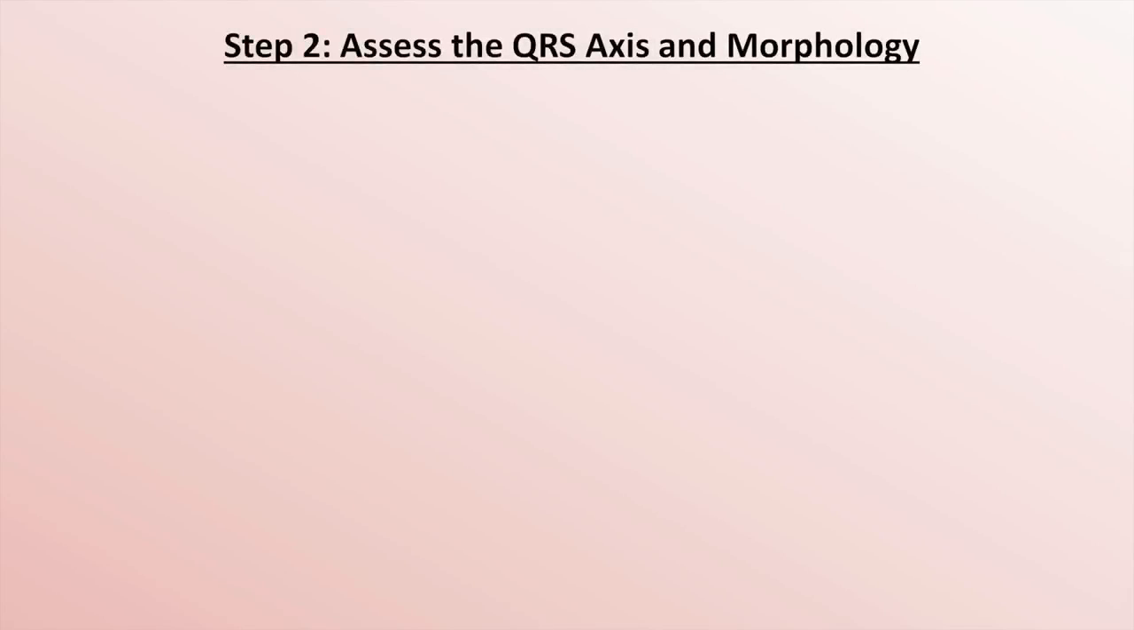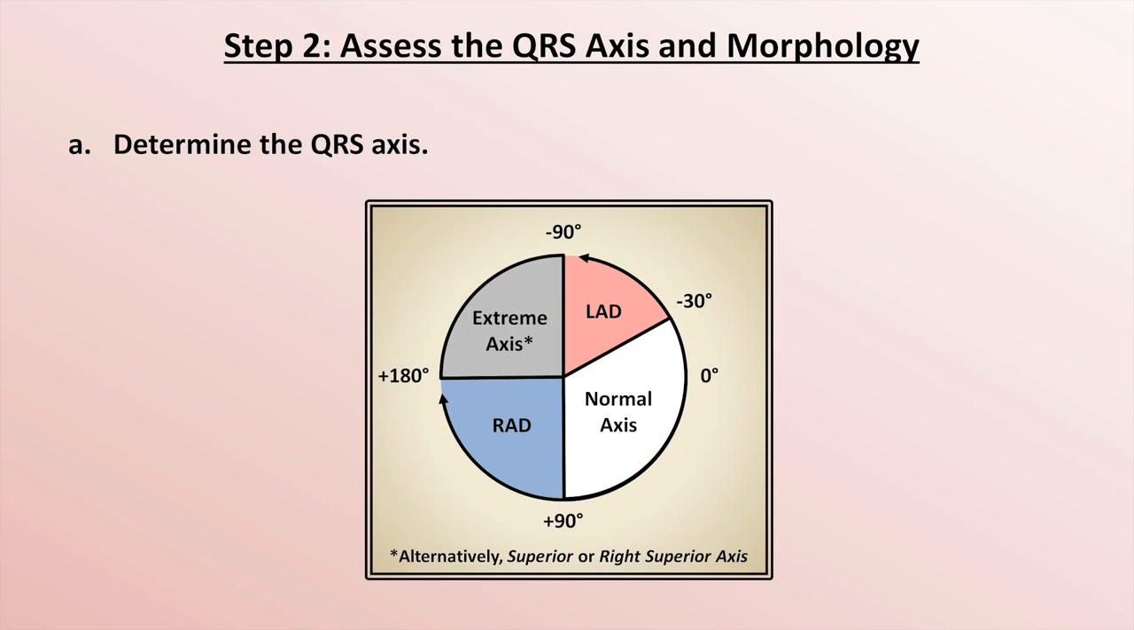Let's move on to step 2, assess the QRS axis and morphology. So first here is the axis. A normal QRS axis for an adult is between -30 and +90. It is not 0 to 90, as commonly claimed by dubious medical texts and various internet sites.